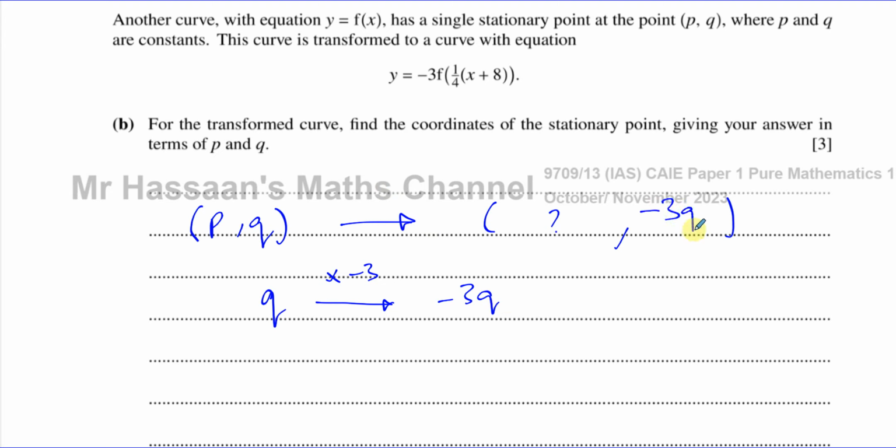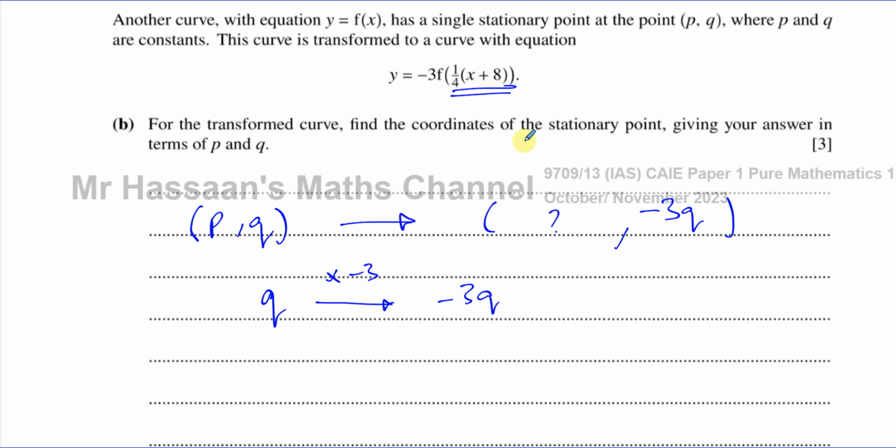Okay, -3q. The only transformation outside the function is multiplication. So it's multiplied by -3. So it's a vertical stretch of -3. So it's reflected and also stretched by a factor of 3. So that's what we can say is the coordinates of the point Q after the transformation.